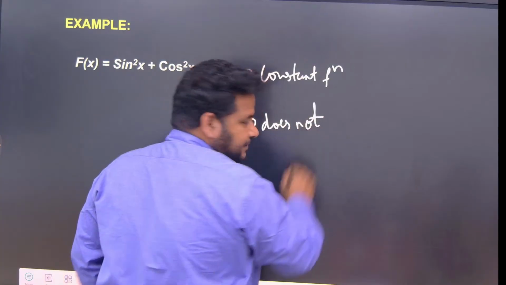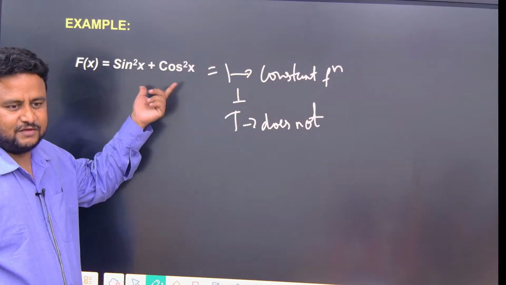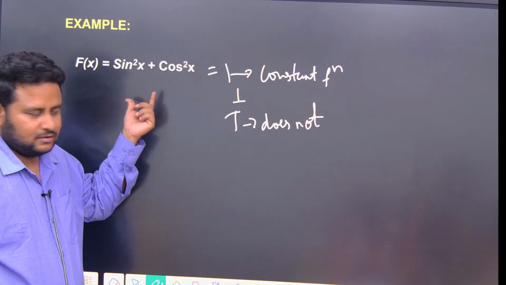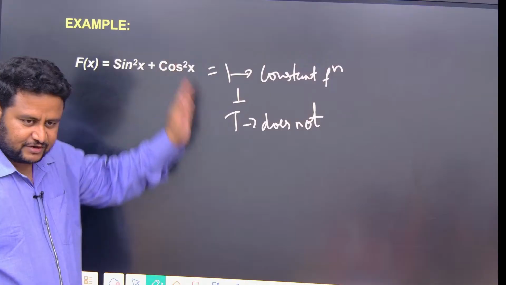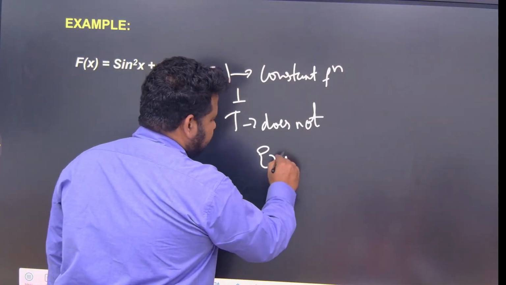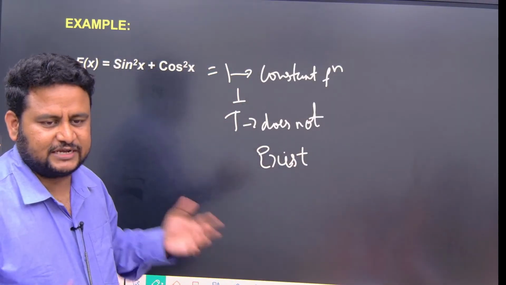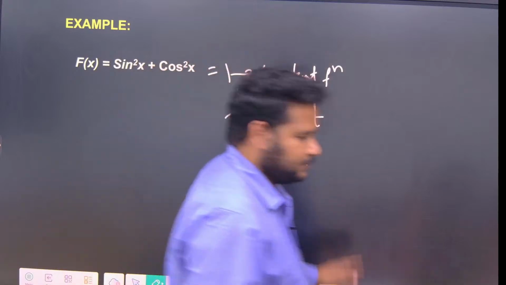It is periodic. See here, sin square x and cos square x are definitely periodic functions. We know that, I already told you. But this value is coming out to be 1. They are definitely periodic, but the period does not exist. Understood? They are periodic, but we are not able to find that value. That is, we say it does not exist. Clear? Okay.